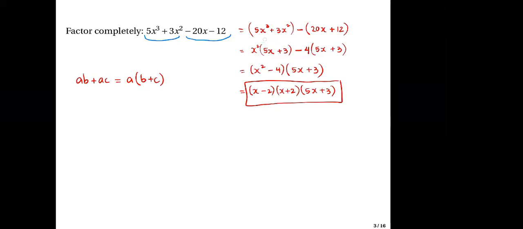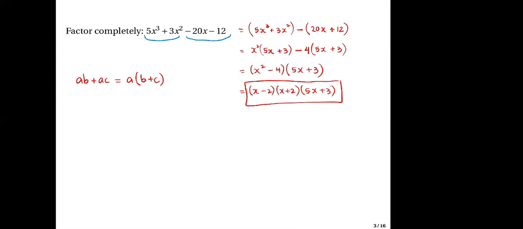So, other questions? All right, let's proceed to our next problem. Factor completely 3x cubed plus 2x squared minus 27x minus 18. This is very much similar to the previous example, so we'll do the same solution.